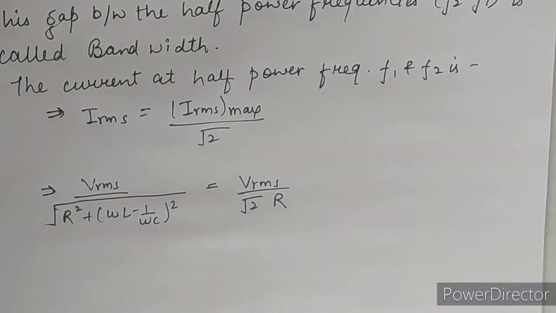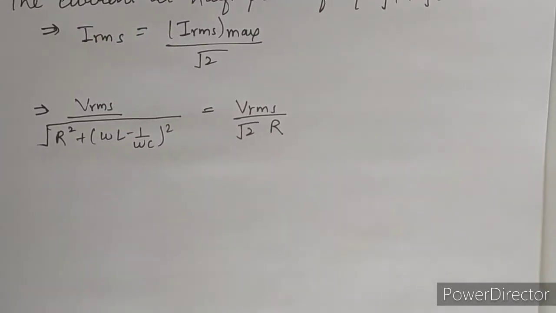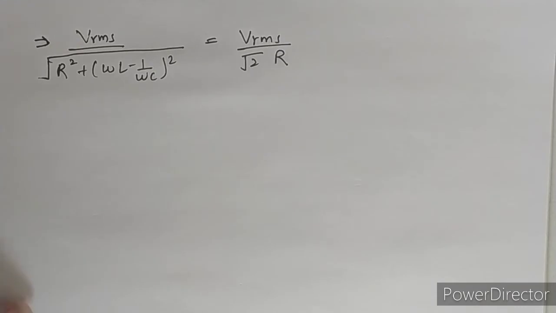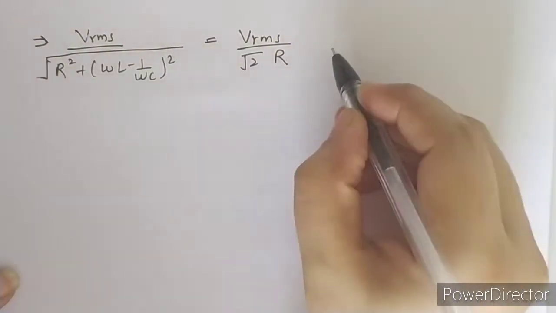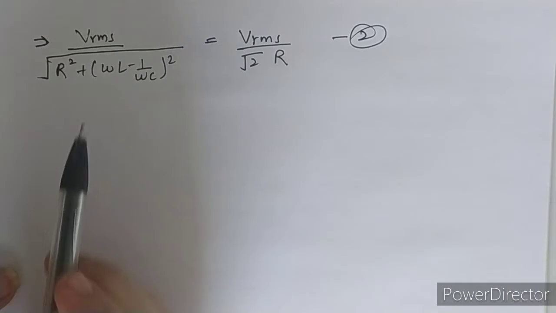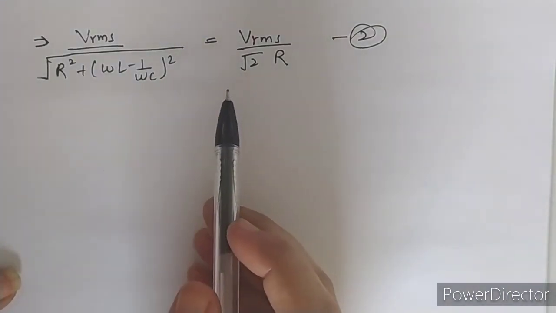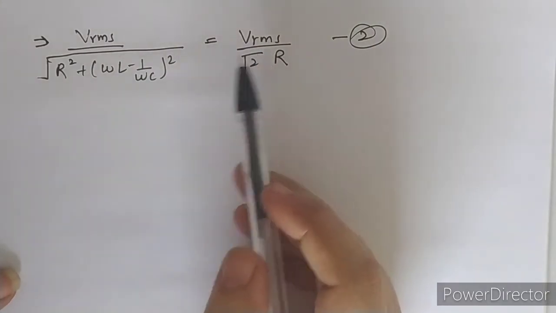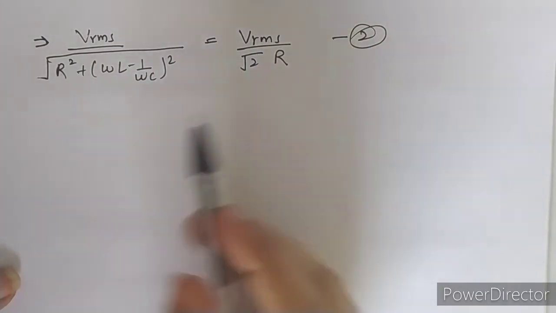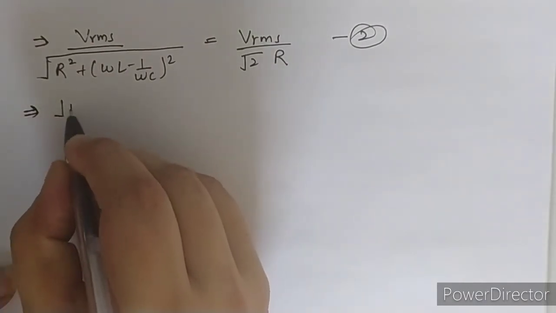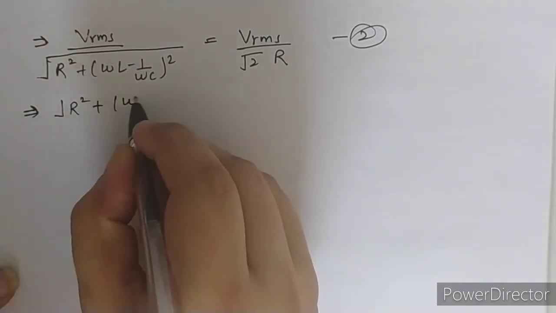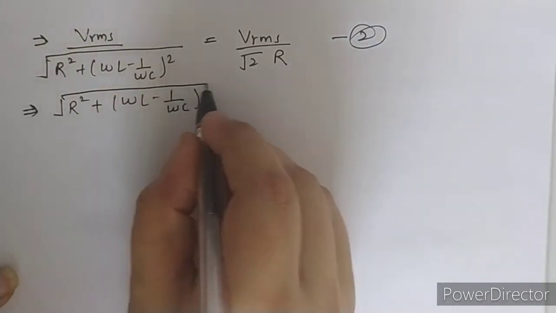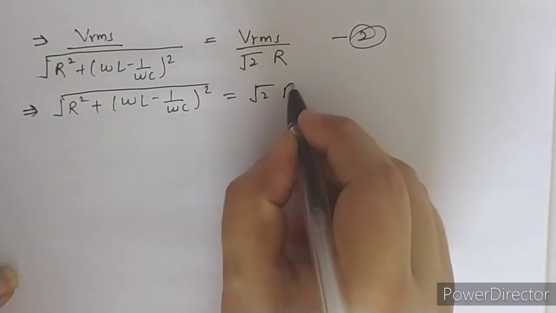Now we are going to compare both the equations. Suppose this one is equation number 1 and this one is equation number 2. If you compare them, the numerator values are the same, VRMS equals VRMS, so the denominators must be equal. So we take the square root of R square plus (omega L minus 1 upon omega C) square is equal to root 2 R.